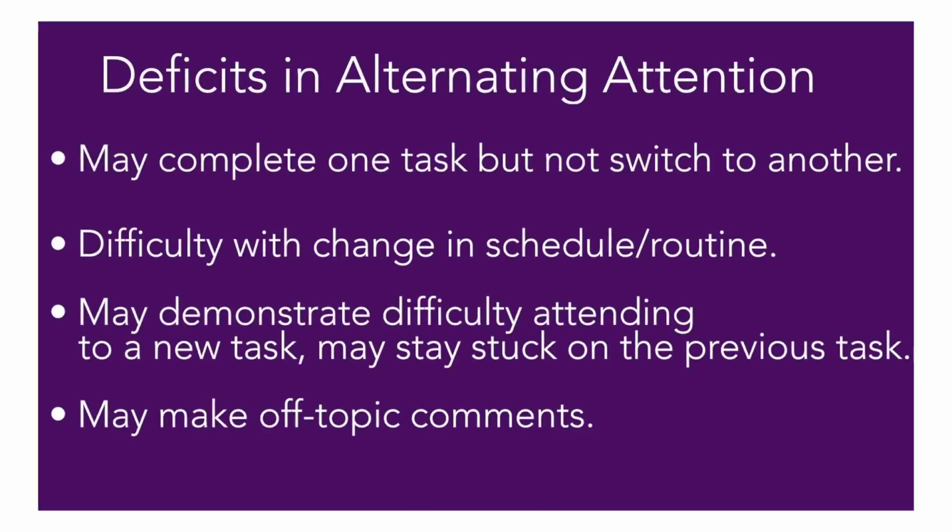A student with difficulty in alternating attention may present with the following challenges. They may only complete one task when presented with a series of tasks. For example, the student may listen but not take notes. Difficulty with change in the schedule routine may be presented. Difficulty attending to new tasks, such as they may be stuck on the previous task and may present as perseveration. The student may make off-topic comments because they haven't switched tasks.